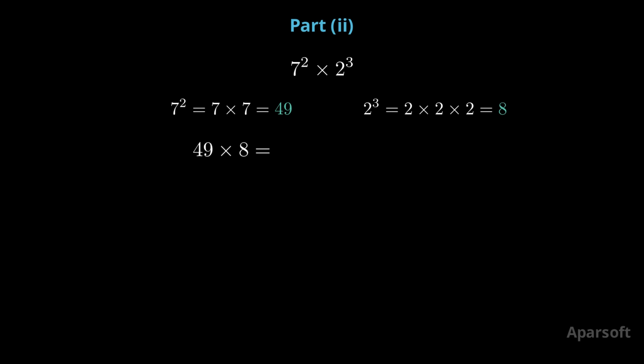Now we look at part 2, 7 squared times 2 cubed. 2 powers to deal with, no problem. 7 squared means 7 times 7, which is 49. And 2 cubed is 2 times 2 times 2, which is 8. Now just multiply. 49 times 8. 49 times 8 is 392. Done.